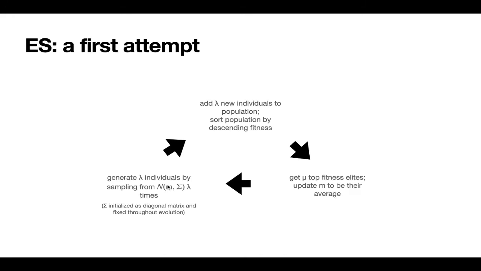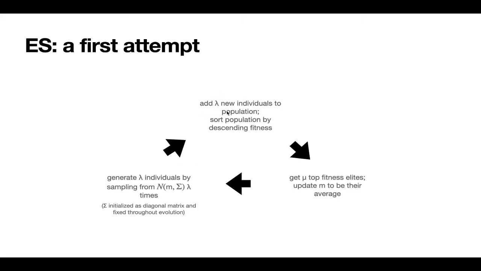So now we have all the necessary materials to build a simple evolution strategy out of multivariate normal distribution. And the loop goes as follows. So first, we generate lambda individuals by sampling from this normal distribution lambda times. Since we're just trying to start simple and not bother with how to update the covariance matrix, we're just going to keep it constant throughout evolution.